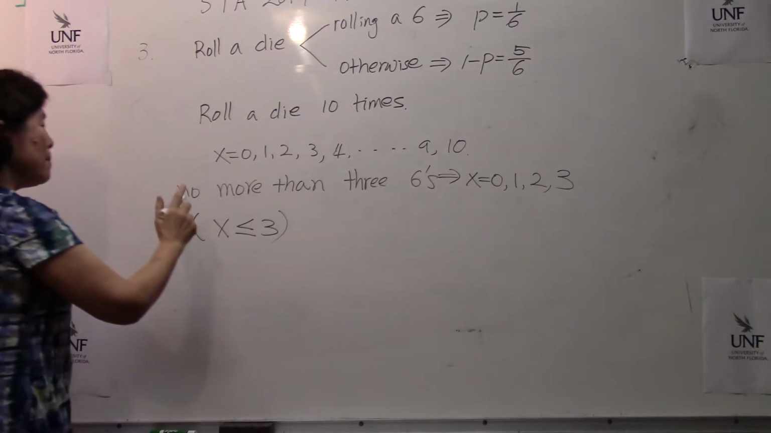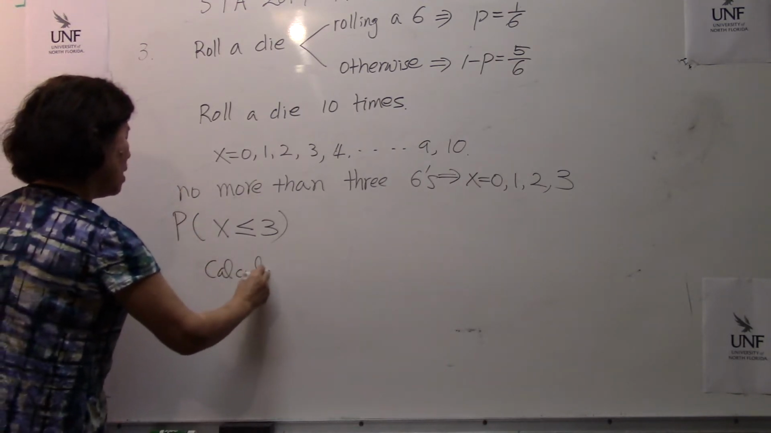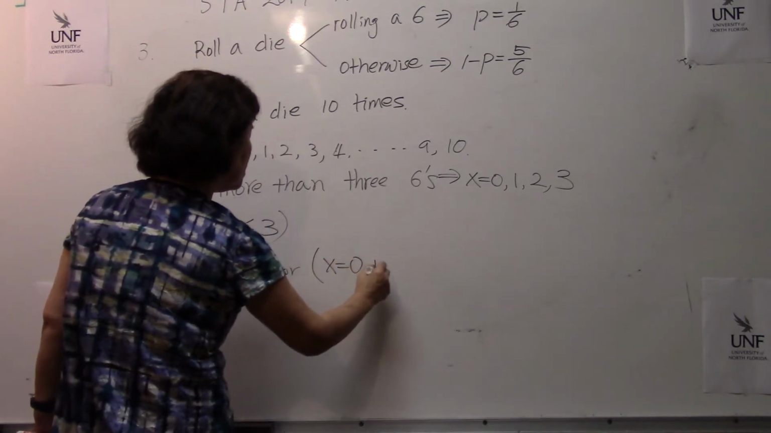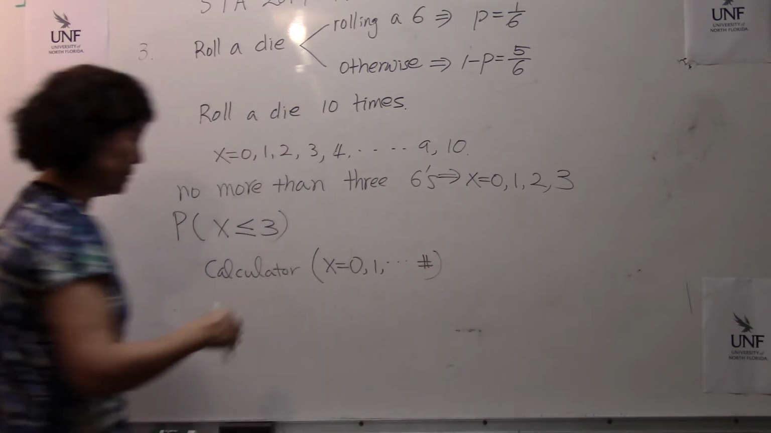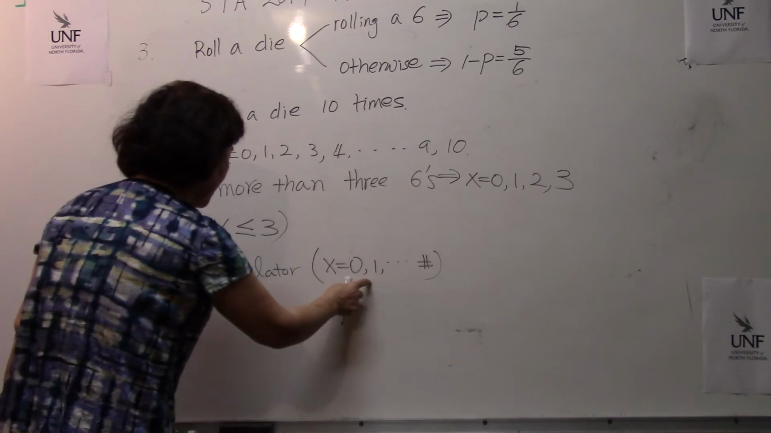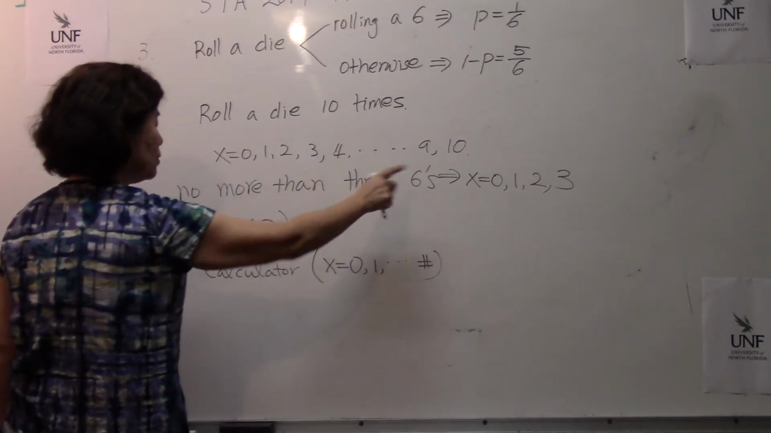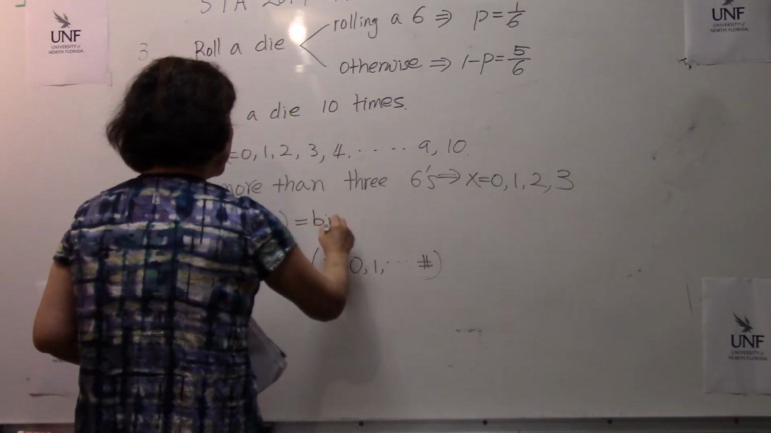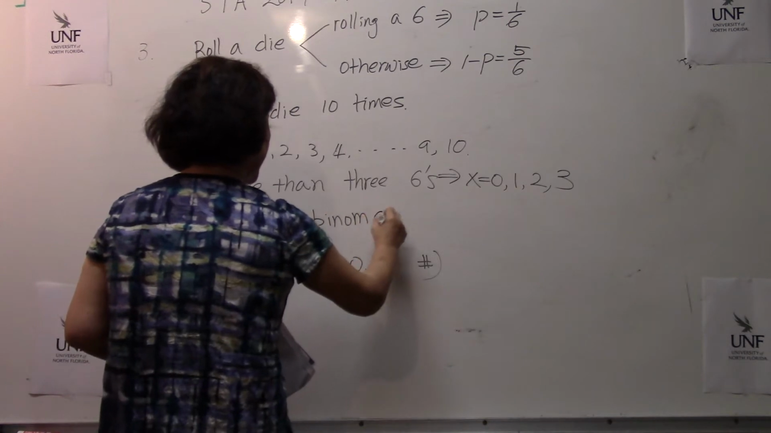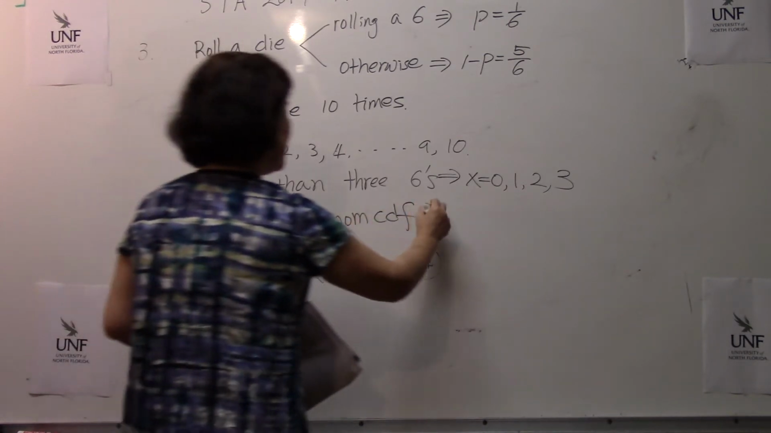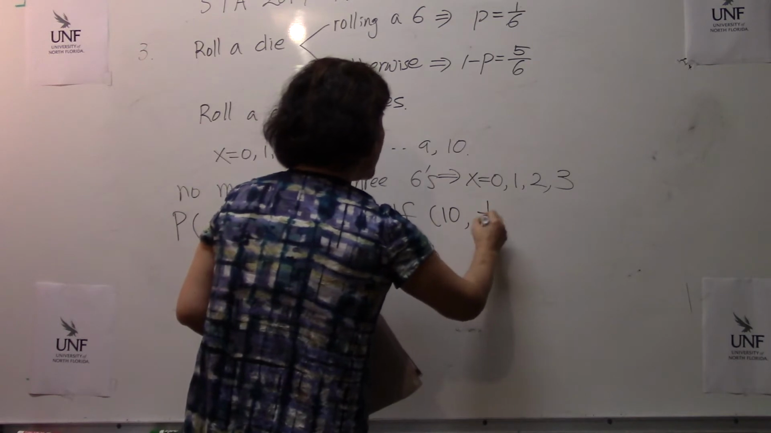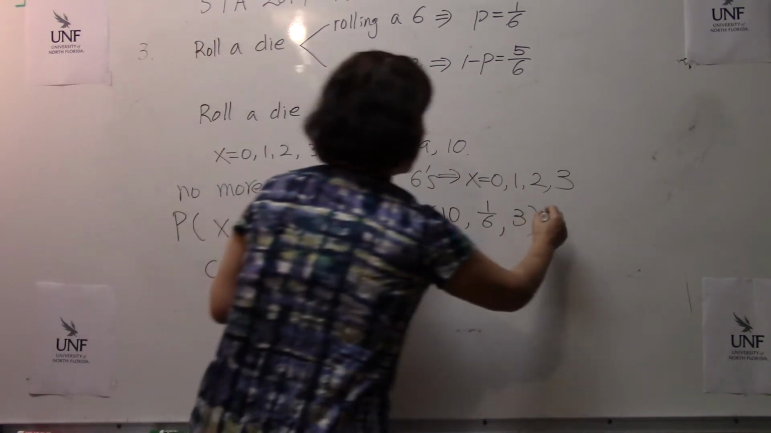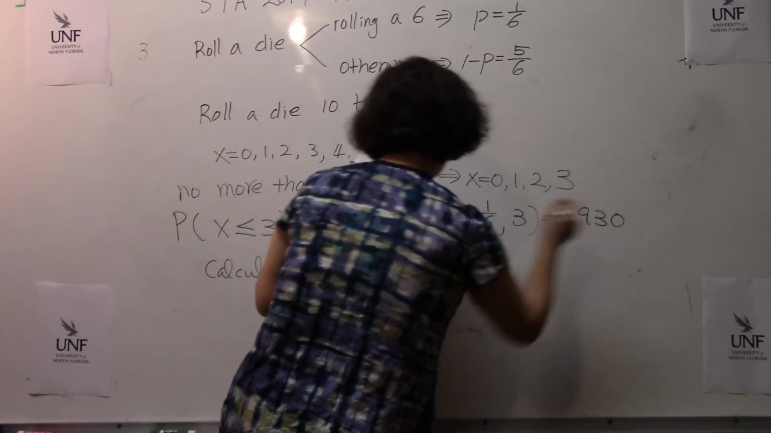Okay? And remember that the calculator is set up one way. That is always from x equals 0 to the number you want. Calculator is always from there. So this means 0, 1, 2, 3. So it fits the calculator setting. So binom CDF. This time it is a CDF. Again, 10, comma, 1/6, comma, 3. So that gives you 0.930.